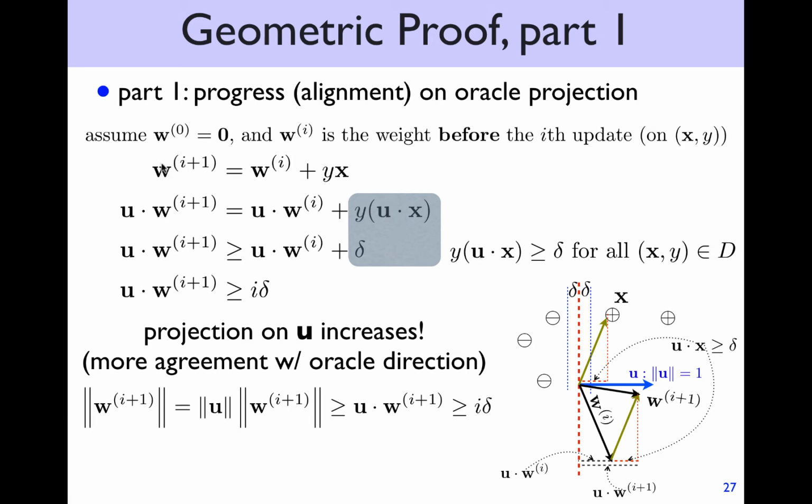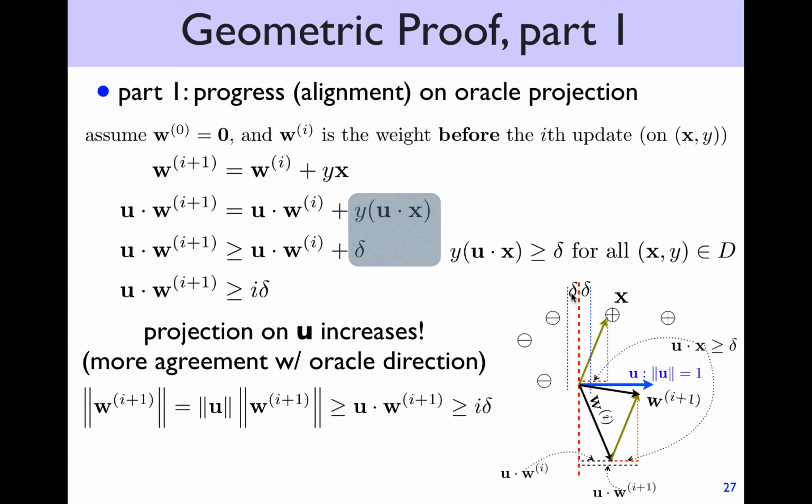So the ith update on x, y looks like this, right? It's very simple. W of i plus 1, that is the weight vector after the ith update, is the weight vector before the ith update plus y times x. If it's positive, just plus x. And let's assume y is positive for now, to simplify the proof, because we just use a positive example to demonstrate that, right?